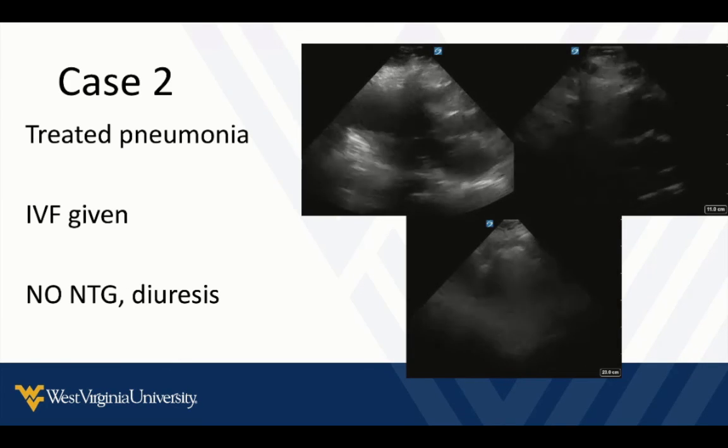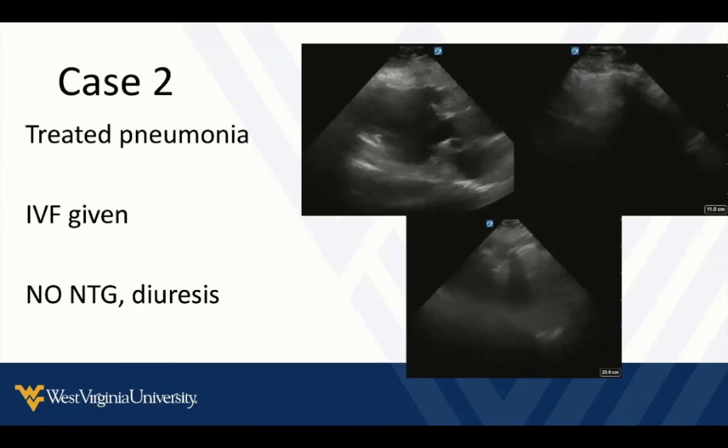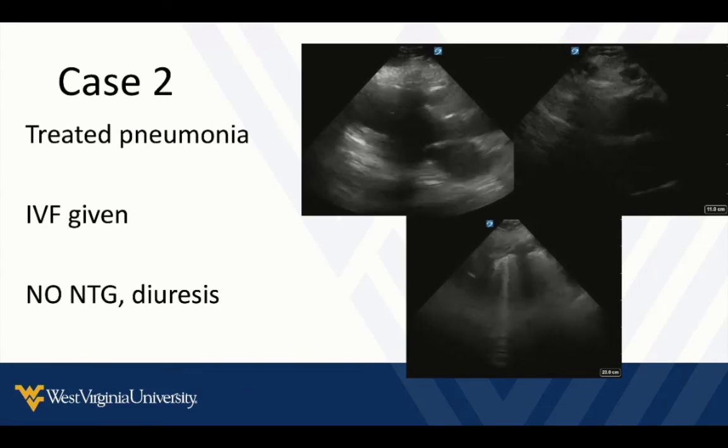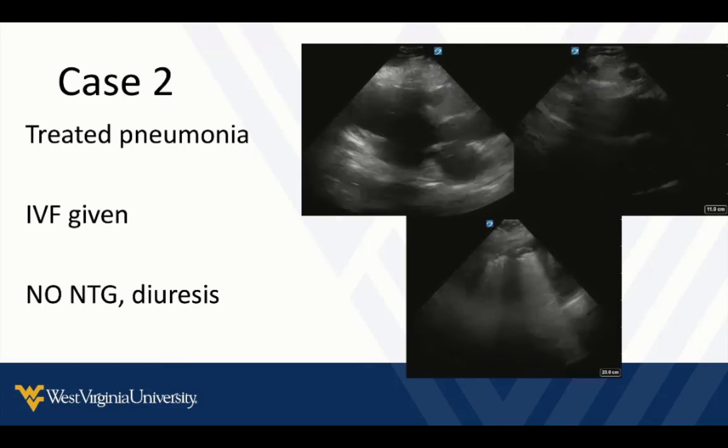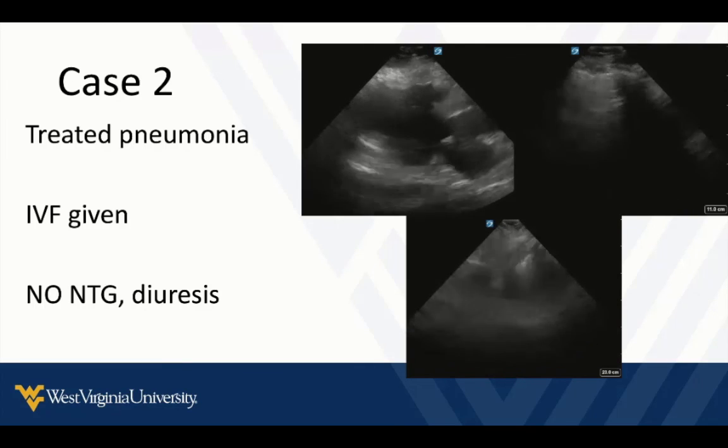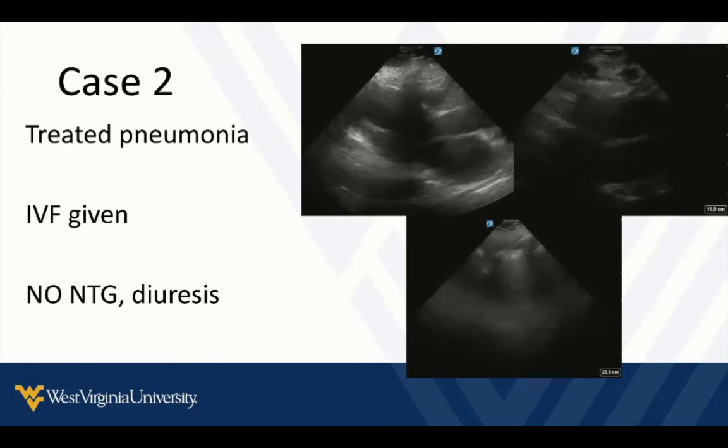So able to treat the pneumonia, actually decide that they're bordering on sepsis, so we're going to carefully give them IV fluids, and most importantly withhold some things that probably would increase their mortality, like nitroglycerin and diuresis in this patient with pneumonia and sepsis.